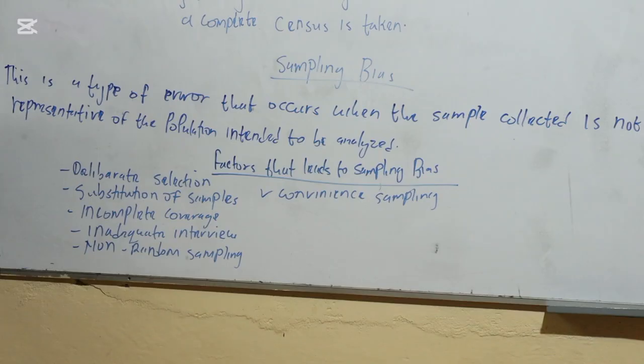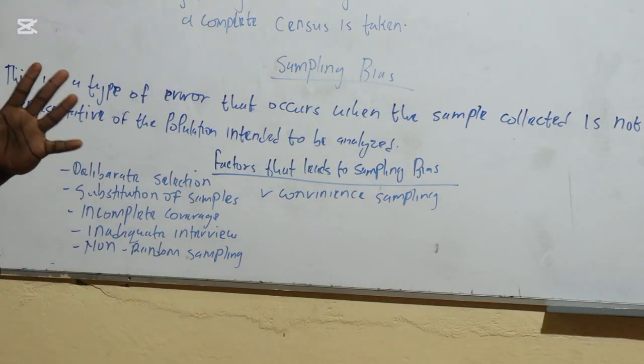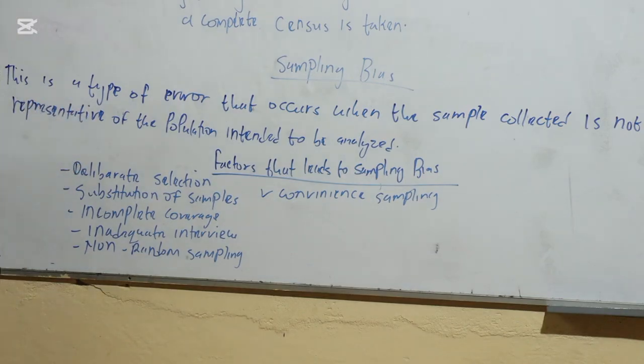Yesterday we were checking types of sampling, and we talked about two types: probability sampling and non-probability sampling. This error, sampling bias, occurs more so with non-probability sampling, when the entire population intended to be analyzed is not captured. Now, factors that may lead to sampling bias. Number 1, deliberate selection. When the interviewer or the selector is selecting deliberately with an intention, that may give rise to sampling bias.